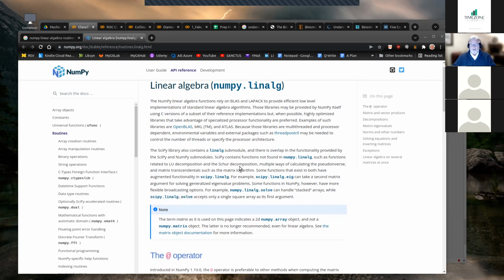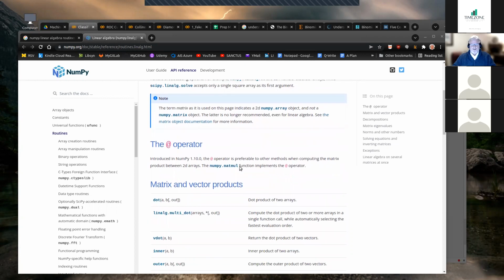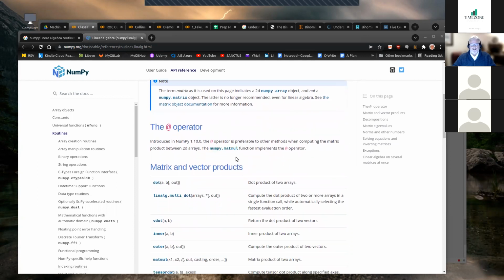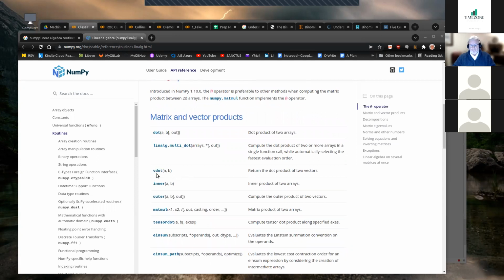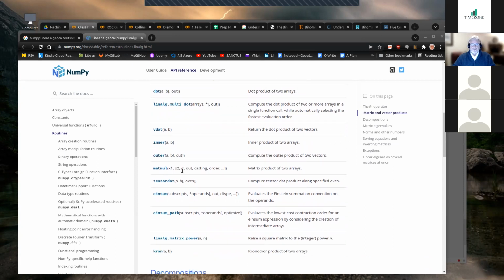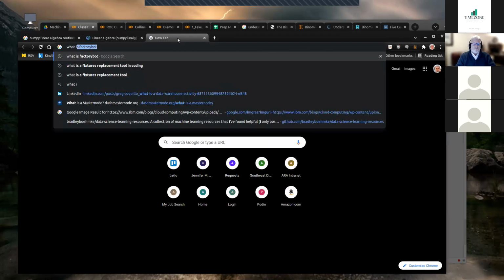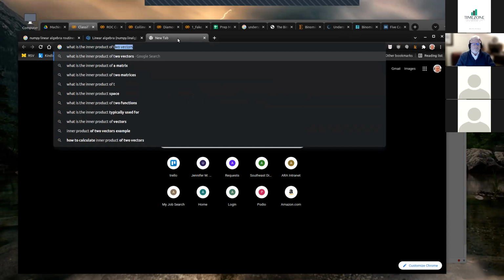If we start going down, it gives us many methods in this module. We've got the matmul function. We've got multi_dot, meaning we can send in a group of arrays and get their dot products. We can get the vector dot product of two vectors, the inner product of two arrays, the outer. And if you don't know what these mean, you're just a search away. You're thinking, well, what is the inner product of two arrays? We'll just say vectors first.